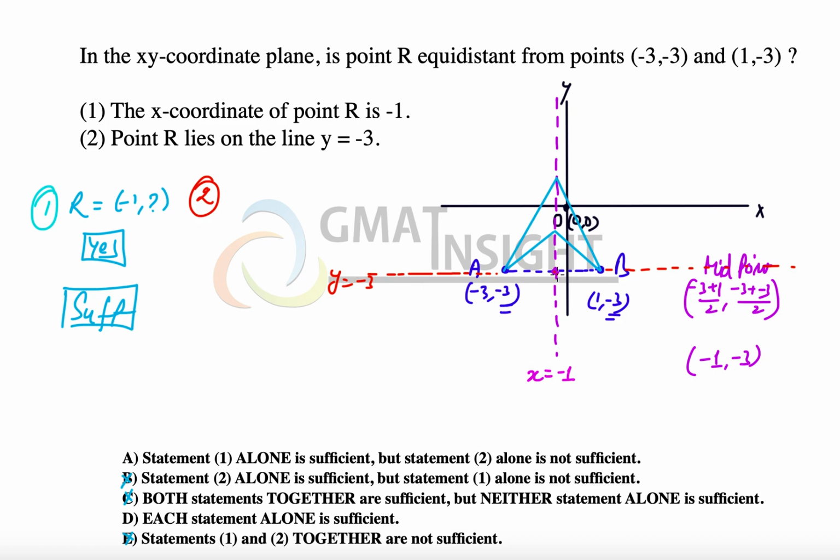So while the point can be at this place which is equidistant, that means giving the answer to the question as yes, the point can be here as well, which gives the answer to the question as no. Inconsistent answers lead us to the conclusion that the second statement alone is not sufficient, and the final answer to the question becomes option A, because the first alone is sufficient but the second alone is not sufficient.